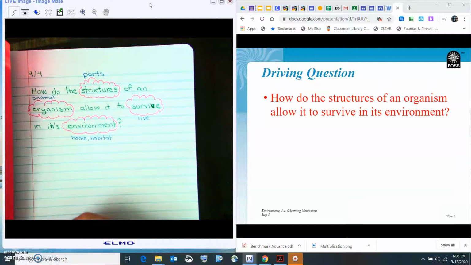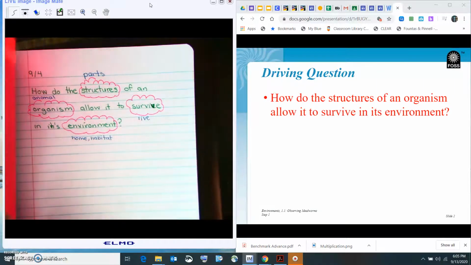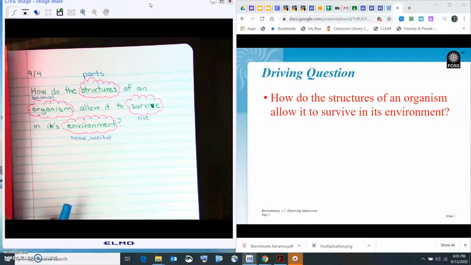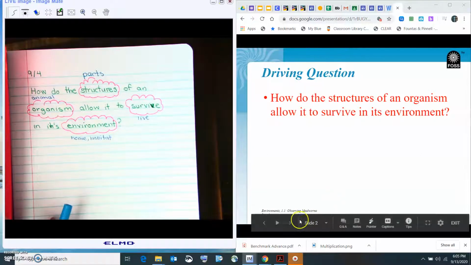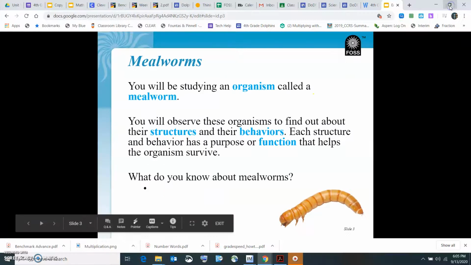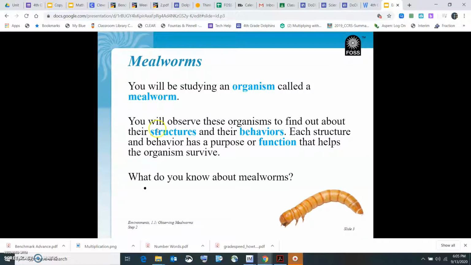So this is what we're going to be learning about. How do the parts of an animal allow it to survive in its environment? So how do the structures of an animal? Let's go to our next slide. I'm going to make it bigger. It says you will be studying an organism called a mealworm. You will observe these organisms to find out about their structures and their behaviors. Each structure and behavior has a purpose or a function that helps an organism survive.